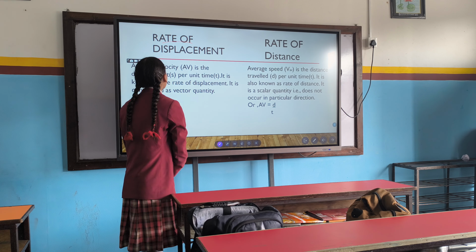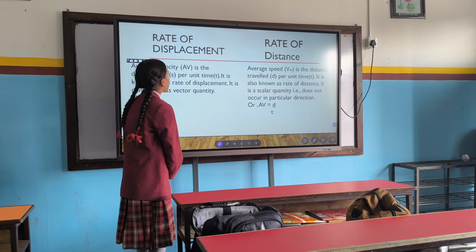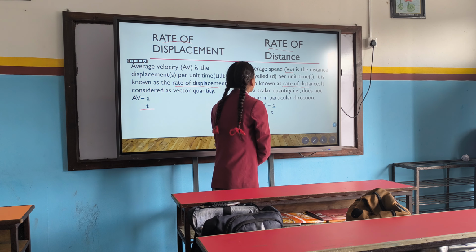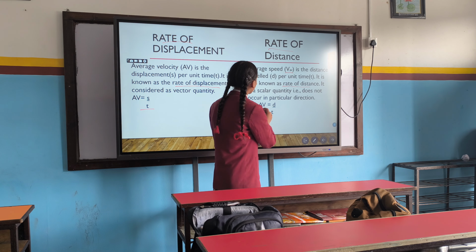Rate of displacement: average velocity av is the displacement s per unit time t. So it is known as rate of displacement. It is considered as a vector quantity. Its formula is s by t. And rate of distance: average velocity av is the distance traveled d per unit time t. It is known as rate of distance. It is a scalar quantity because it doesn't occur in a particular direction. Its formula is d by t.